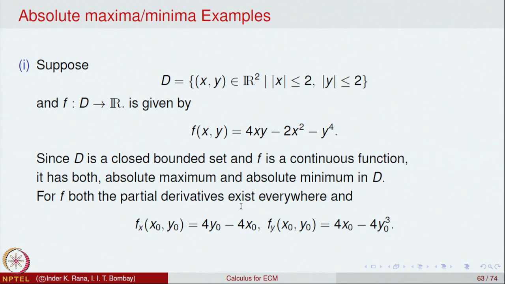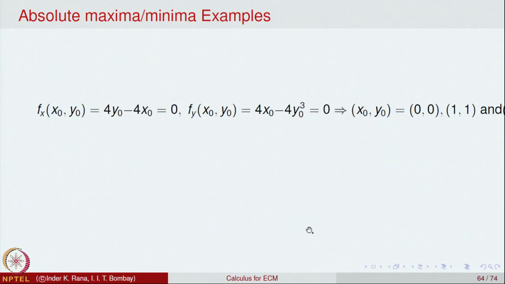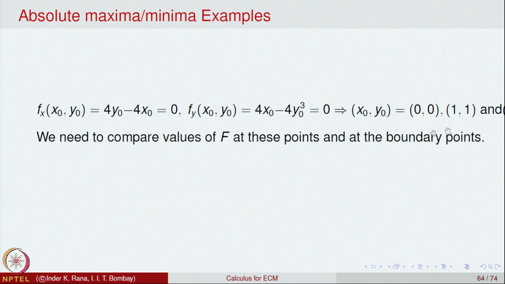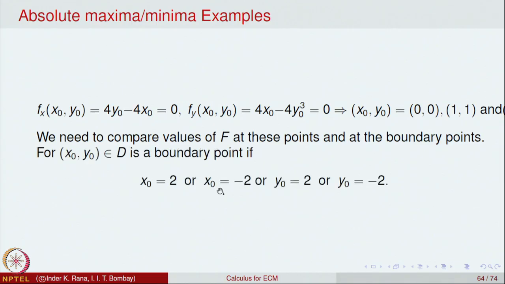To find that, let us look at the partial derivatives. These are the partial derivatives of the function of two variables, and when you put them equal to 0, that gives you (0, 0), (1, 1) and (-1, -1). The fourth point is not visible here. So, we need to compare the values at these points and at the boundary points.